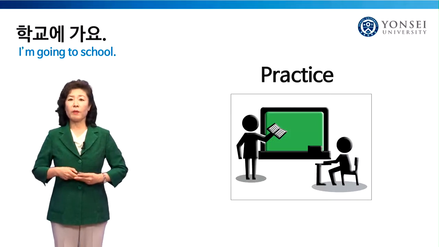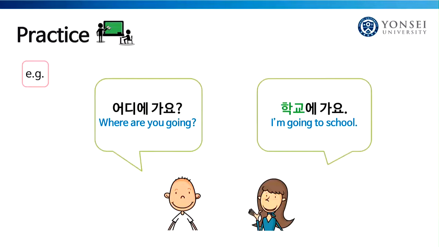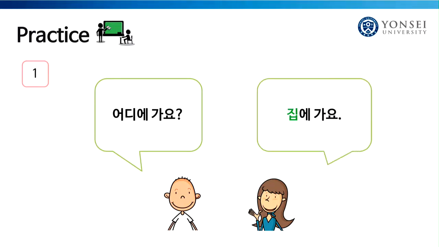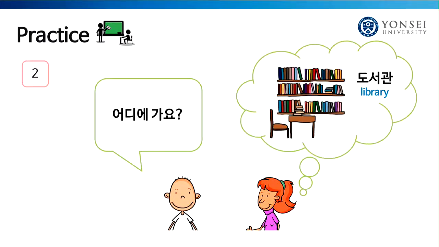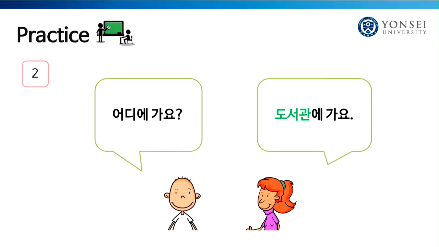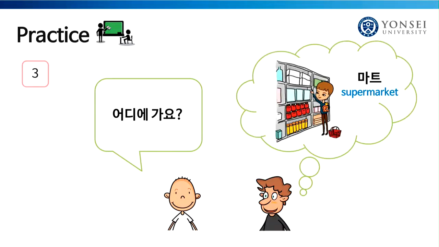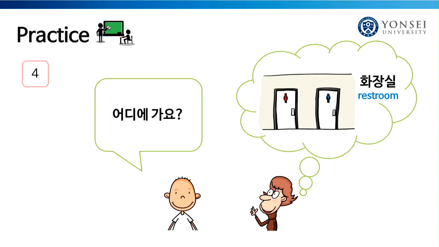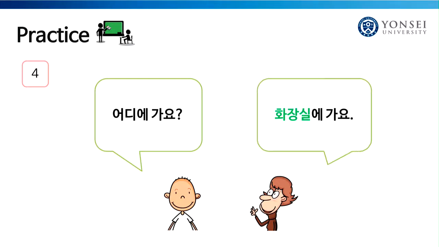Shall we practice talking about places? First, look at the picture and respond as in the example. 어디에 가요? 학교에 가요. 어디에 가요? 집에 가요. 어디에 가요? 도서관. 도서관에 가요. 어디에 가요? 마트. 마트에 가요. 어디에 가요? 화장실. 화장실에 가요.